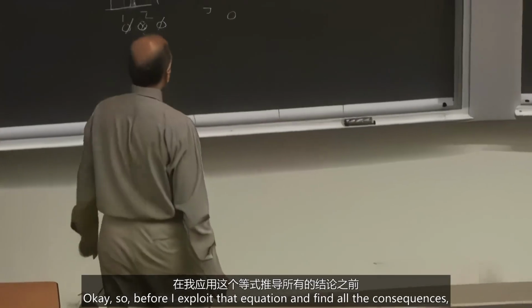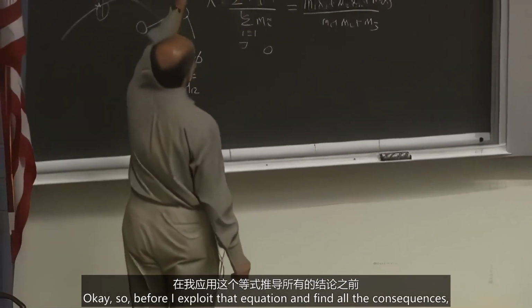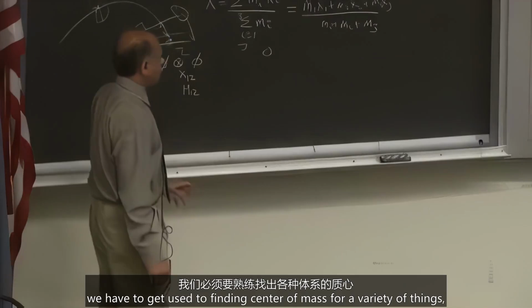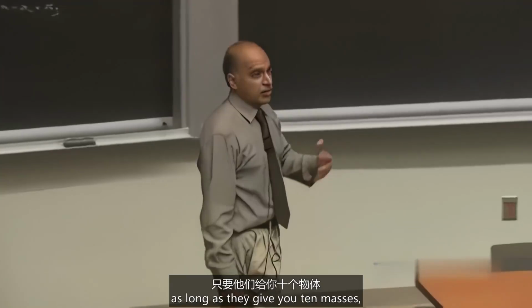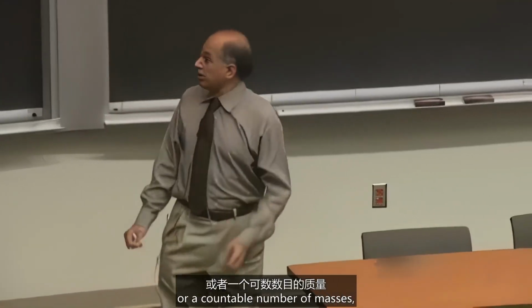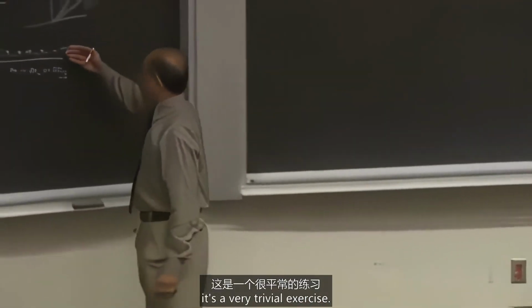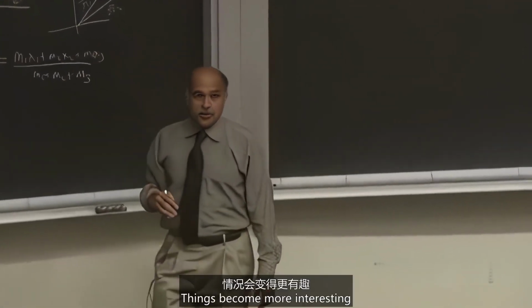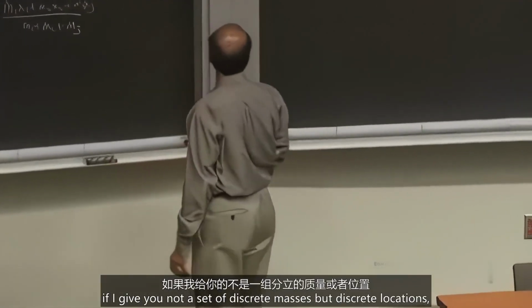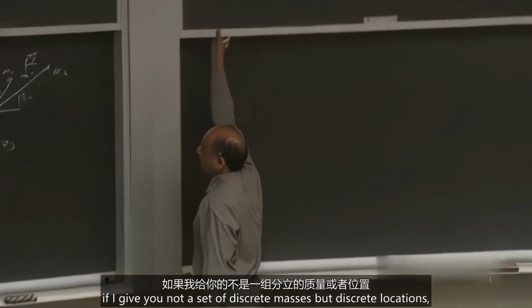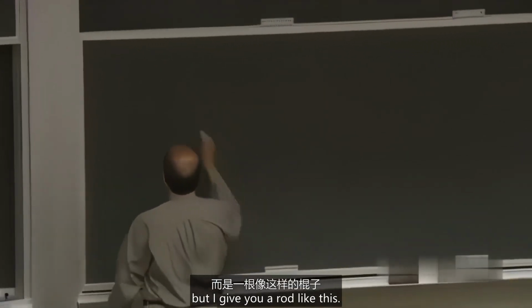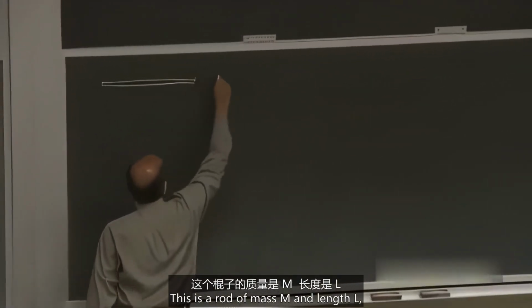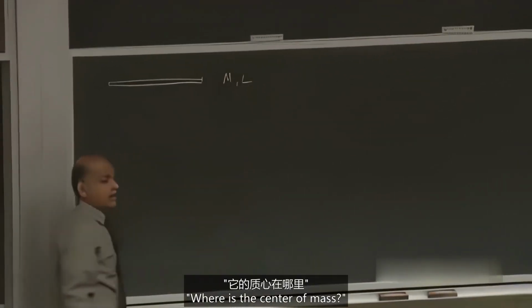Okay, so before I exploit that equation and find all the consequences, we have to get used to finding center of mass for a variety of things. As long as they give you 10 masses or a countable number of masses, we just have to plug it in here. It's a very trivial exercise. Things become more interesting if I give you not a set of discrete masses with discrete locations, but I give you a rod like this. This is a rod of mass m and length L, and I say, where is its center of mass?